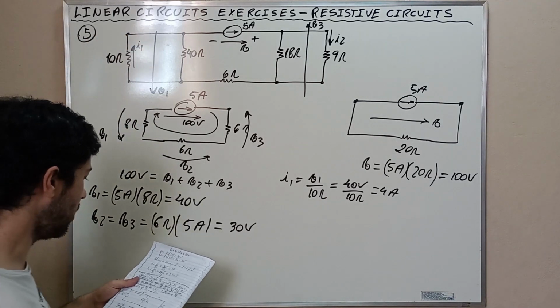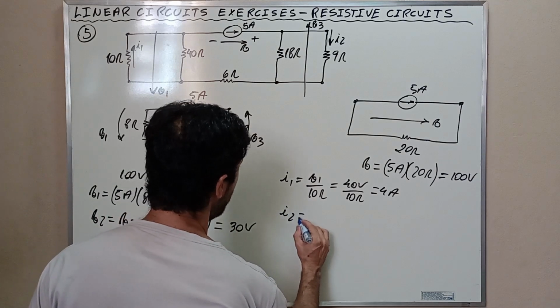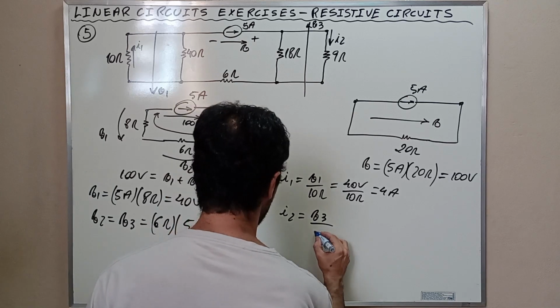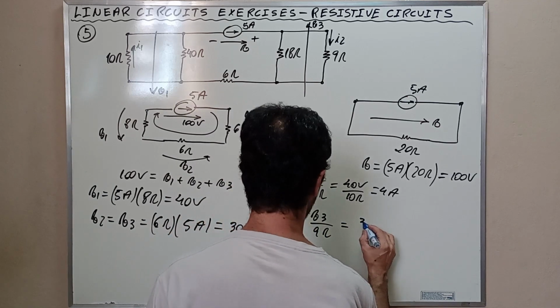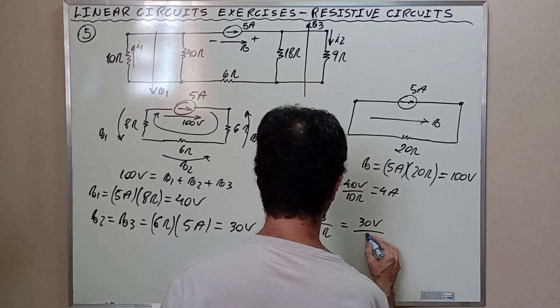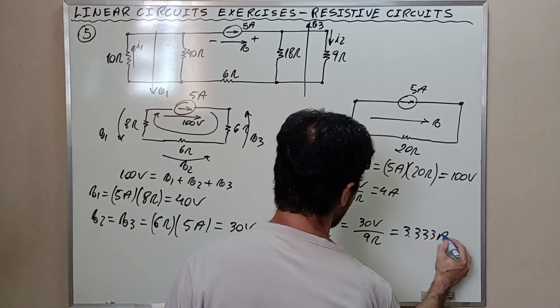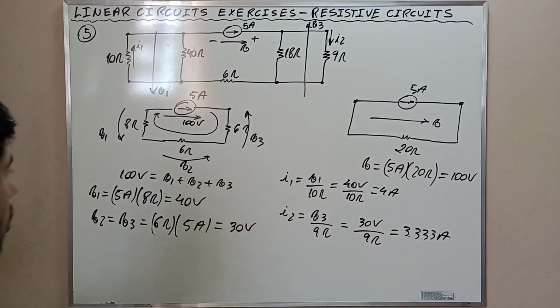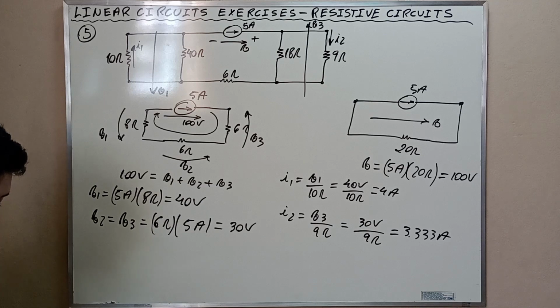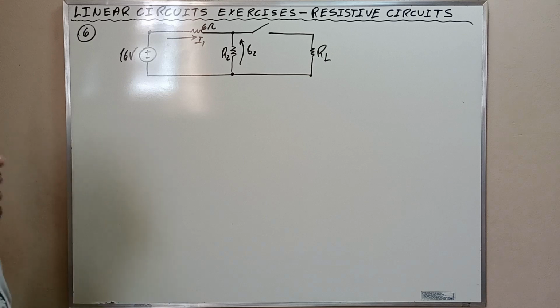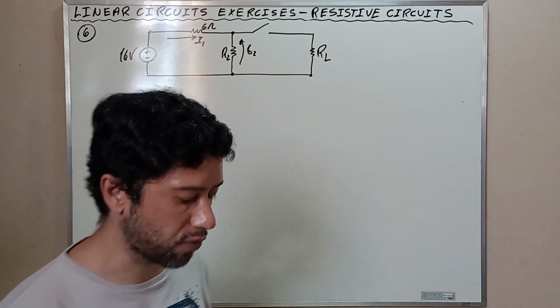Okay, and to calculate the value of I2, we simply divide V3 by 9 ohms, and this is equal to 30 volts divided by 9 ohms, and this is equal to 3.333 amps. Okay, my friends, and this is all the exercise requested of us, and I hope you have understood everything. Let's move on to the next exercise. Let's go to exercise number 6, my friends.